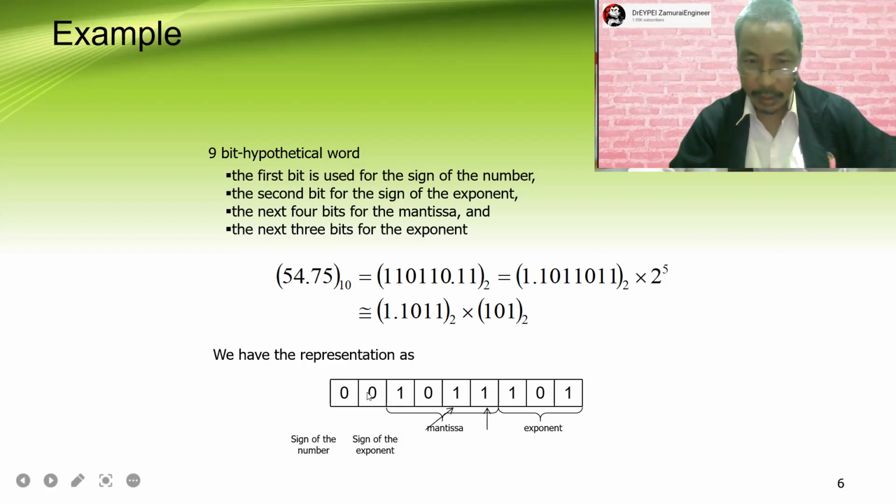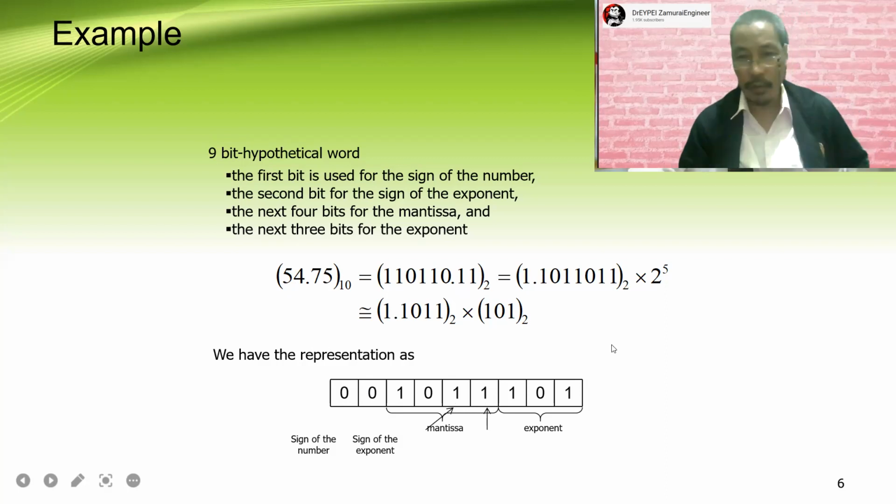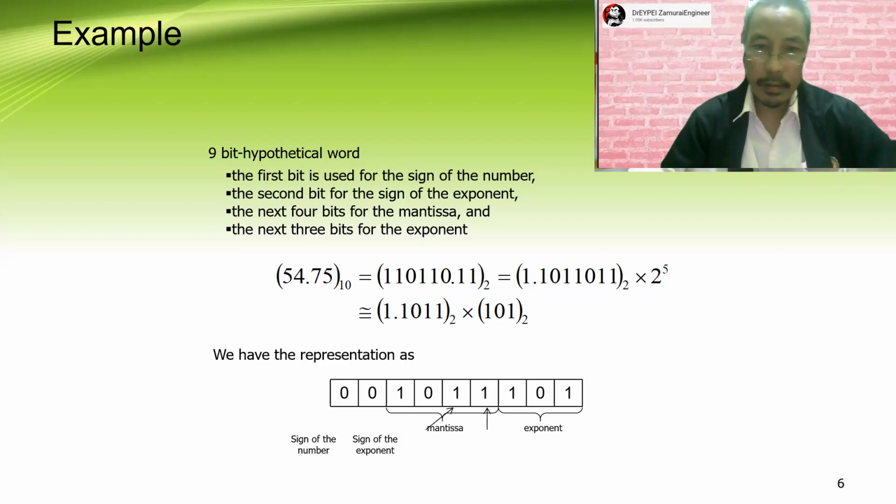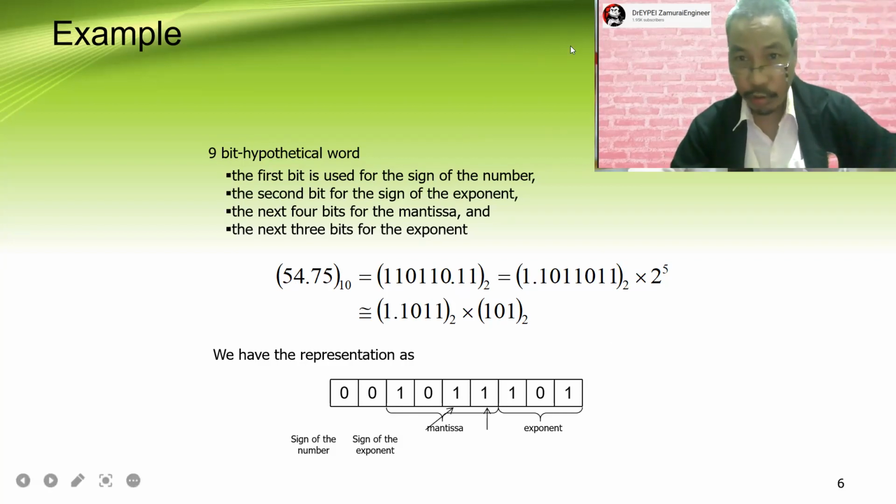Another 0, the second bit, is for the exponent. And the 4 bits here is the mantissa, 1 0 1 1. So let us try to use our calculator. I will try our calculator if that is possible.